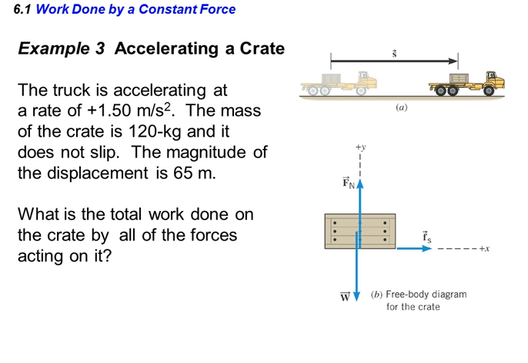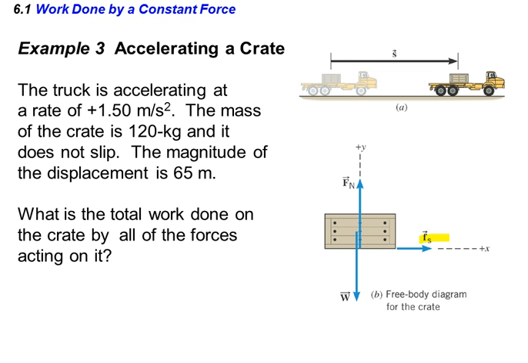So let's look at another example here. We have a truck that is accelerating at a rate of 1.5 meters per second squared. The mass of the crate is 120 kilograms, and it does not slip. So right away, since it does not slip, that means there has to be static friction involved.